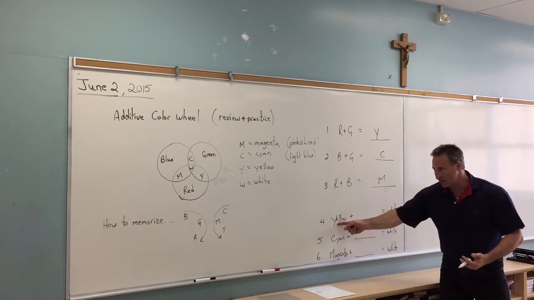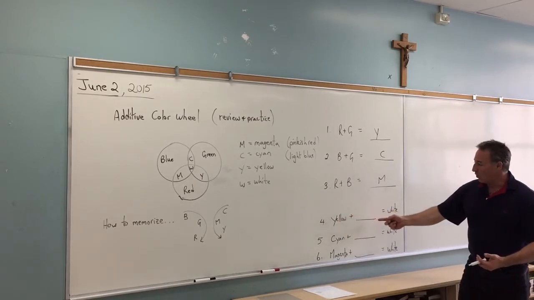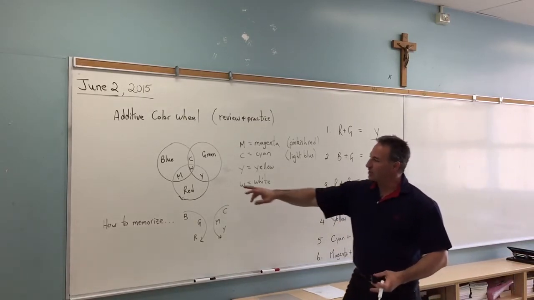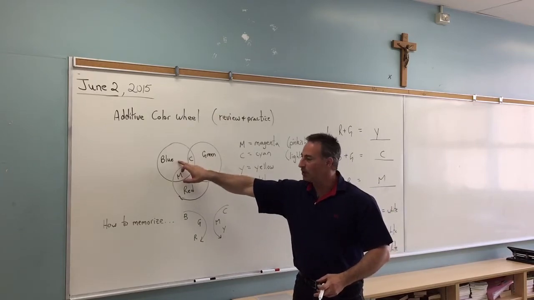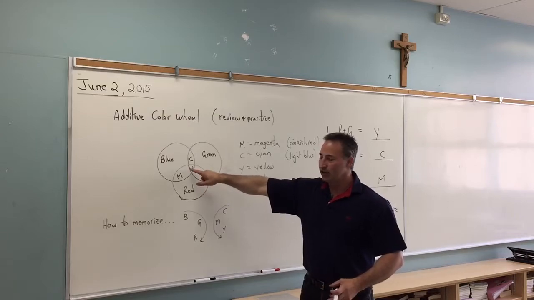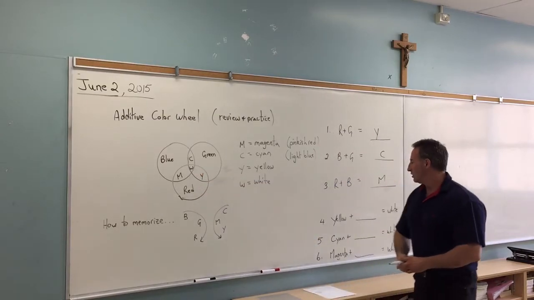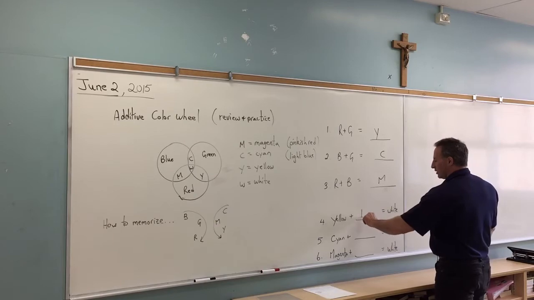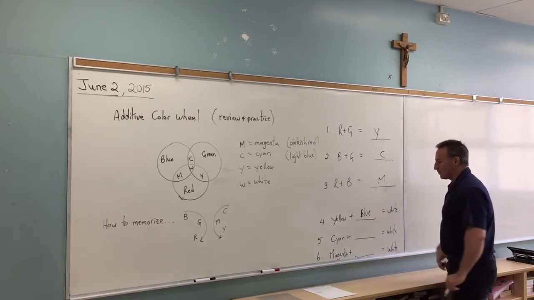What color do you have to add to yellow to get white? So you look at the color wheel, and you can see that yellow is opposed to blue. So that's the only color that's missing. So if you add a blue light to a yellow light, you're going to get white. Okay, so you write yellow plus blue is going to give you white.